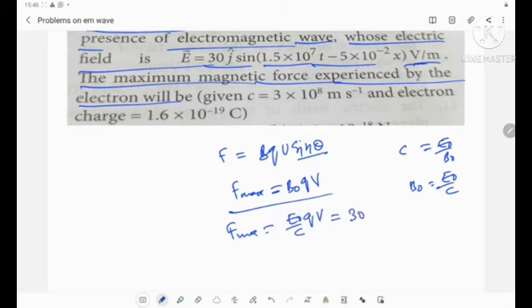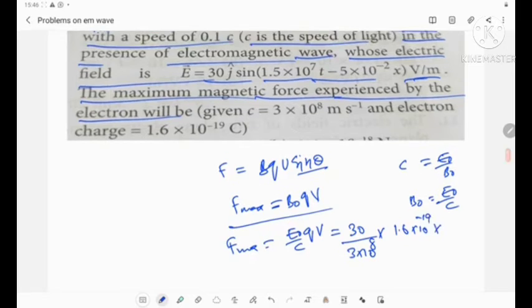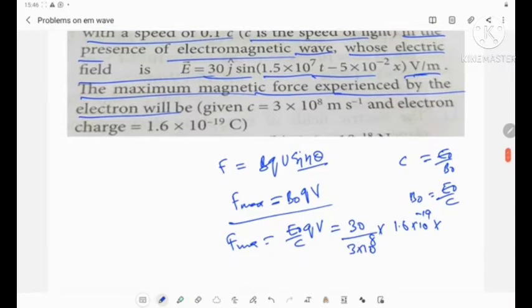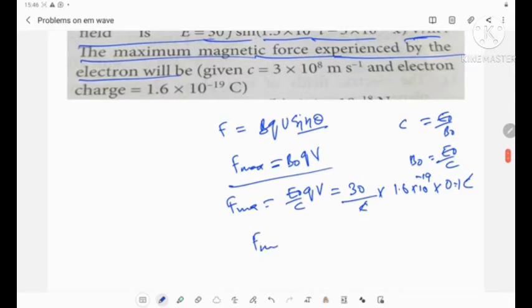E naught is given as 30. c is 3 into 10 to the power of 8. Charge is 1.6 into 10 to the power of minus 19, and the velocity is given as 0.1 c. Here c gets cancelled, and the 0.1 and the 10 cancel. Therefore F maximum is equal to 1.6 into 3, which is 4.8 into 10 to the power of minus 19 newtons.